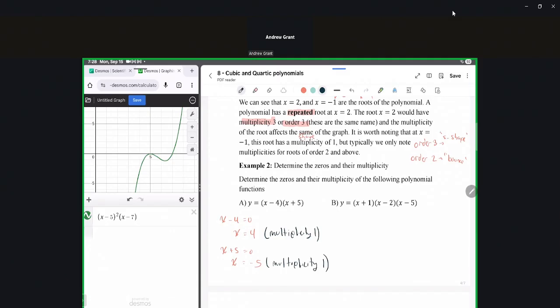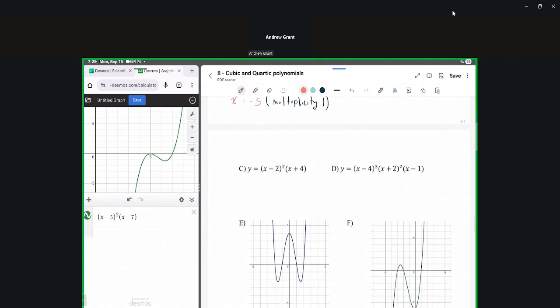Similarly, for letter B, we have a cubic. We have y is equal to, in brackets, x plus 1 times x minus 2 times x minus 5. And so correspondingly, the x-intercepts are going to be x equals -1, x equals 2, and x equals 5. Again, you set each of the factors equal to 0 and solve. All of those happen to be multiplicity 1. They just pass through normally.